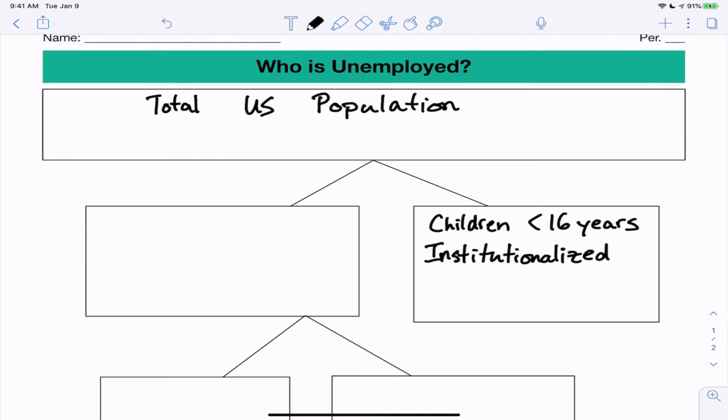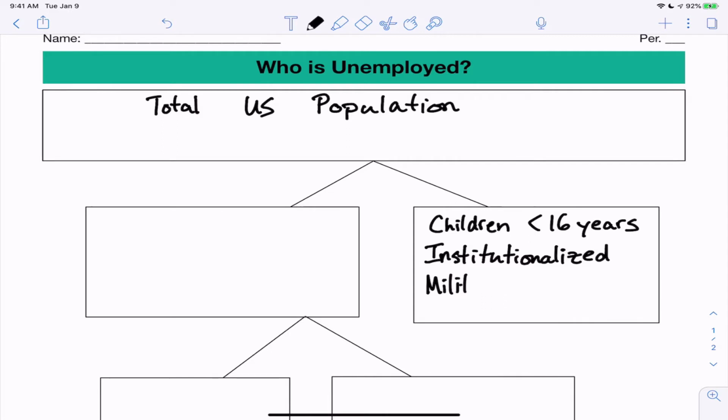And last, we're going to take out people that are in the military. If you're serving in the armed forces, you aren't able to quit whenever you want, right? You've got an agreement with the military, you have to stay in for a certain amount of time, or you've been drafted. So there are certain considerations about the military. You're just not considered to be employed or unemployed. We're just going to take you out from the total U.S. population and not consider that. What we're left with then is called the adult civilian population.